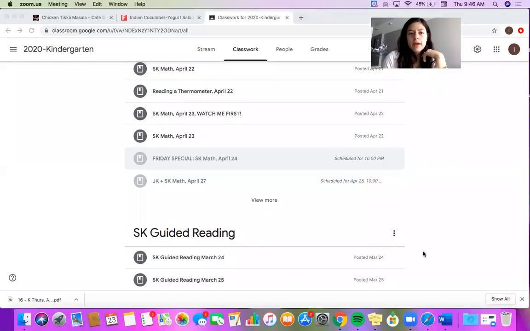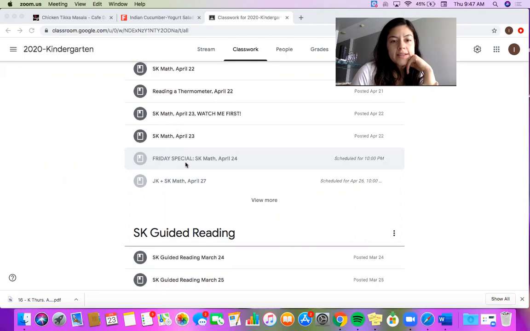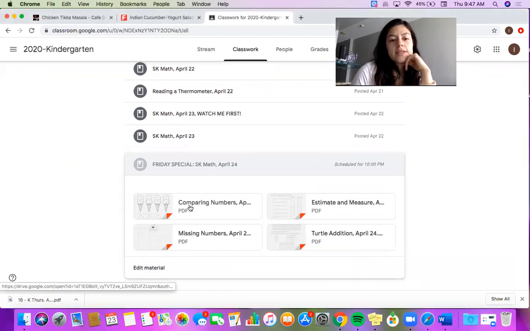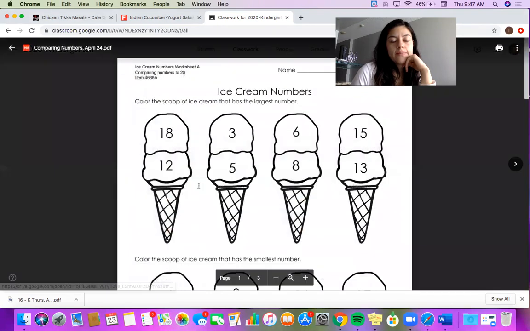Let's go check out what there is to do for math today, and I'm going to be explaining the worksheets for this morning. Okay, so on Google Classroom, you'll go into the SK Math folder, and you'll select the Friday special, SK Math April 24th. You'll see that there are 4 documents attached, 1, 2, 3, 4. Let me start by explaining the first one.